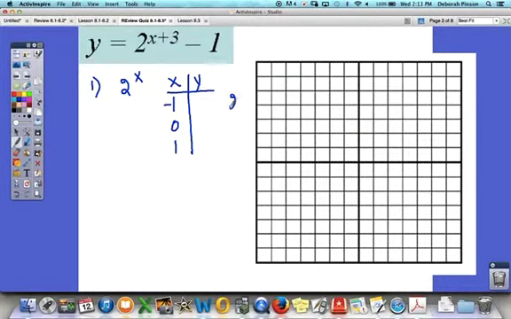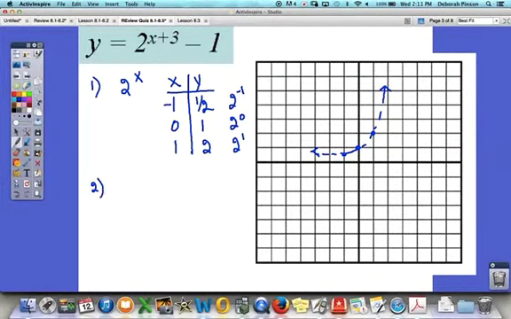So 2 to the -1 power is 1/2. Remember, the negative means put that 2 in the bottom. 2 to the 0 power, anything to the 0 power is 1. And 2 to the first power is 2. Now I'm going to graph those points. So -1, 1/2, 0, 1, 1, 2. Now this isn't my final answer, so I'm going to use a dotted line.